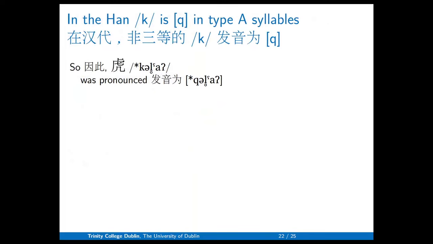It's actually no problem at all. Because in type A syllables, that means in Yi Dang, Er Dang, and Si Dang, although it's a little bit more complicated than that, but basically, in not San Dang, then a K in the Han Dynasty was pronounced like a Q.